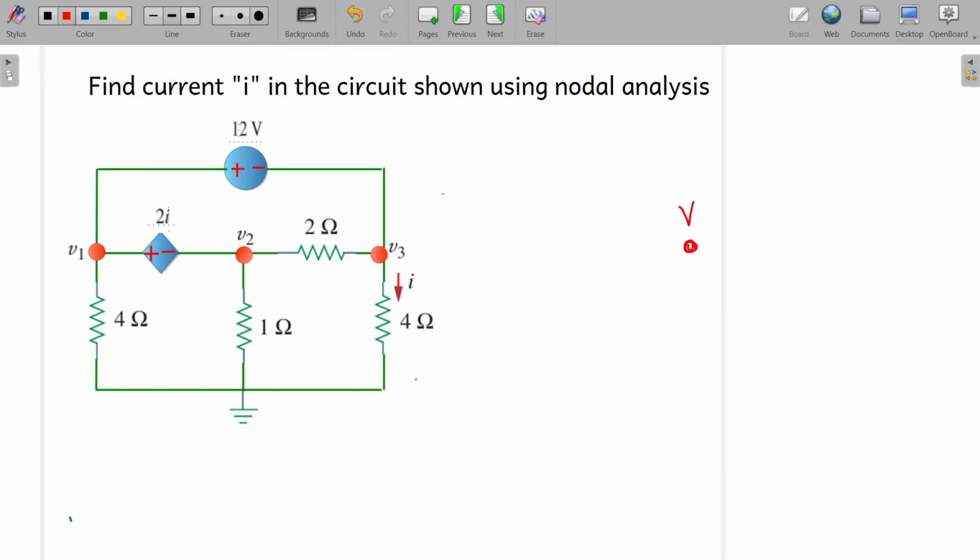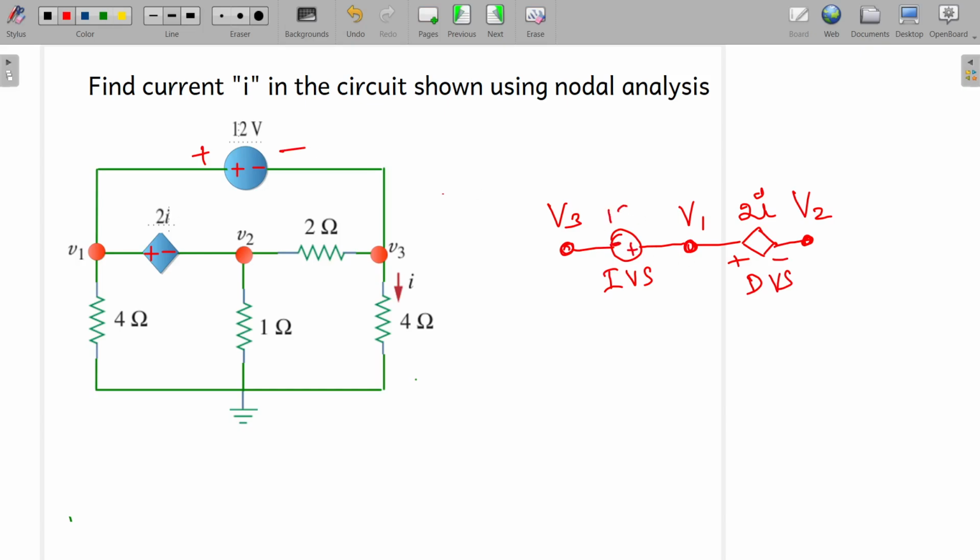Make this as V1 non-reference node, make this as V2. In between what do you have? This 2i plus minus, okay, dependent voltage source, and then mark here this V3, and in between this V3 and V1 you have this independent voltage source. So here you have the dependent voltage source, here you have the independent voltage source, and what is the polarity? When you go from this V1 to V3, it is plus and minus. So V1 to V2, it is plus and minus. The polarity is important. This is 12 volts, right? So this configuration is over.